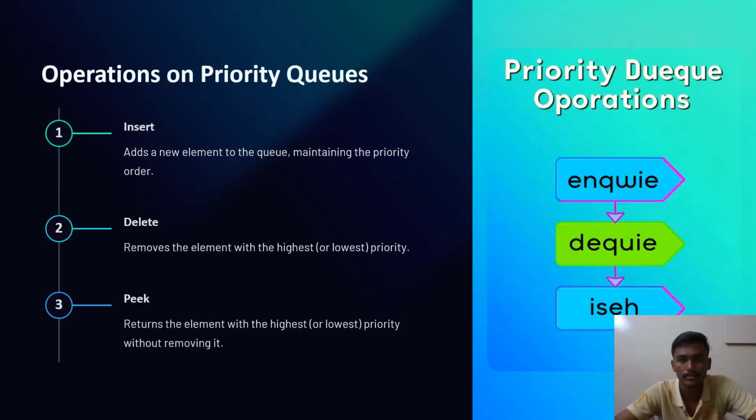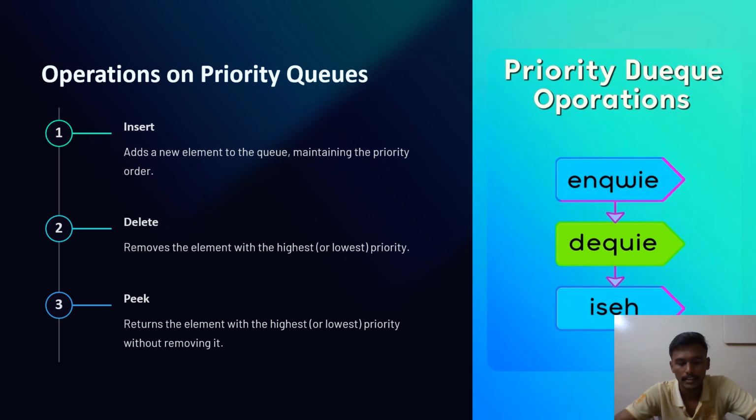Operations in priority queues: insertion, deletion, and peek. Insertion: here we can insert an element onto the queue, maintaining the priority order. Delete: remove the element with the highest priority. Means if we want to delete an element, first we have to delete the element which is inserted first. So it follows the rule first in, first out. Means the element which enters first will be removed first.